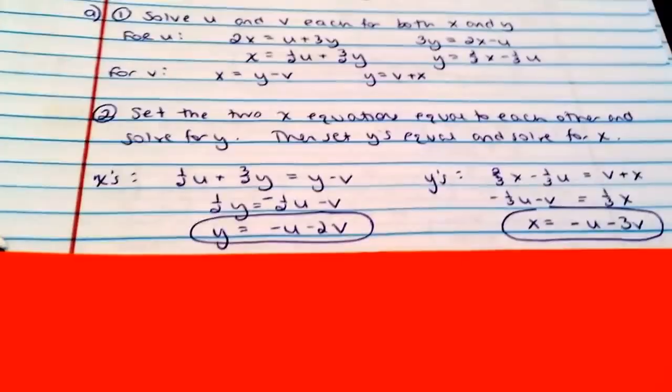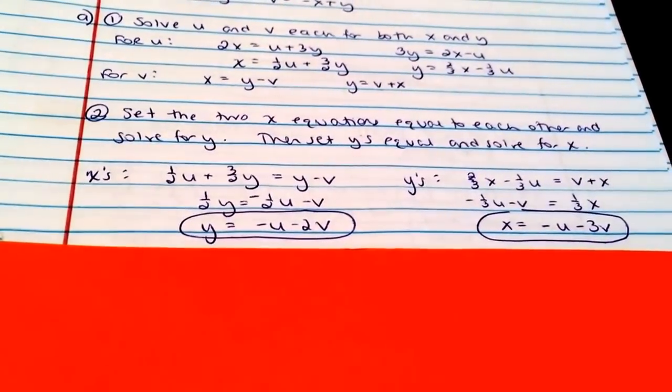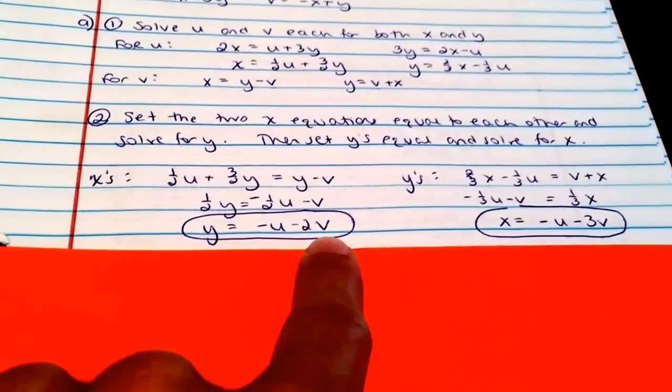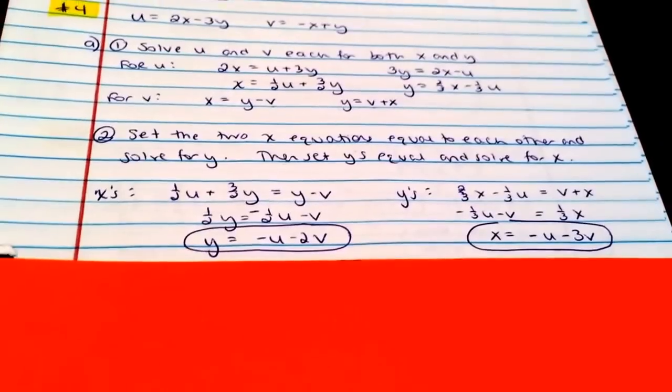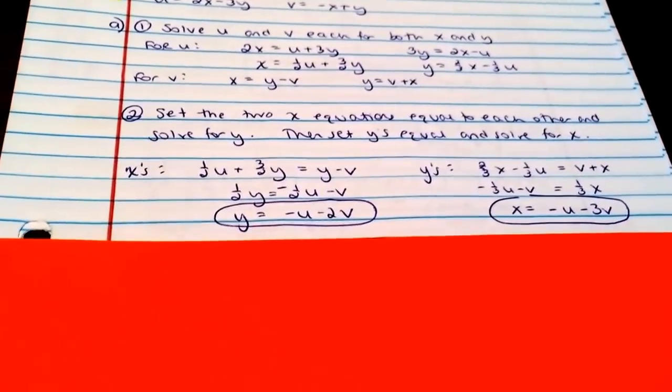I highly recommend when you do this that you write them alphabetically. Like here you have u first and then v, u first and then v. If you write them alphabetically, it'll keep you from making careless mistakes when you do your Jacobian. So that would be a good idea.